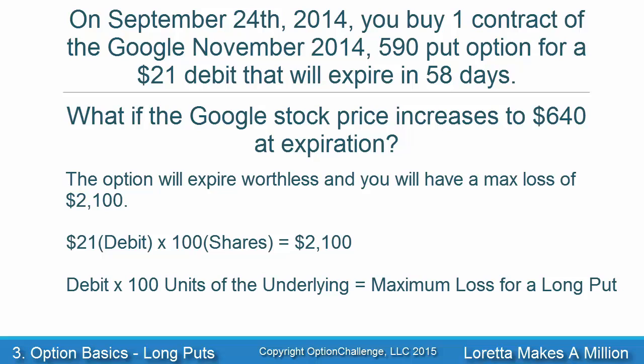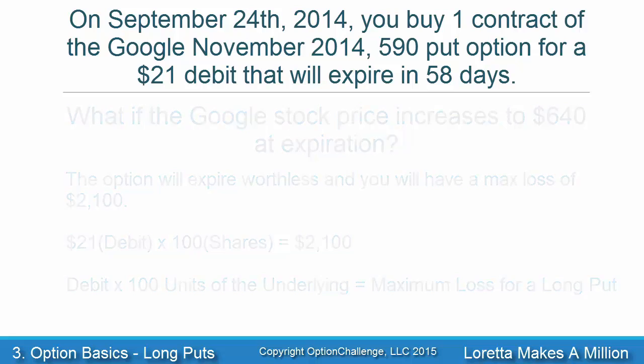You have the right to sell 100 shares of Google for $590 per share. You will not sell 100 shares of Google for $590 per share if the current market value is $640 per share. In this example, we let the option go to expiration. Remember, we can sell the position anytime before expiration.